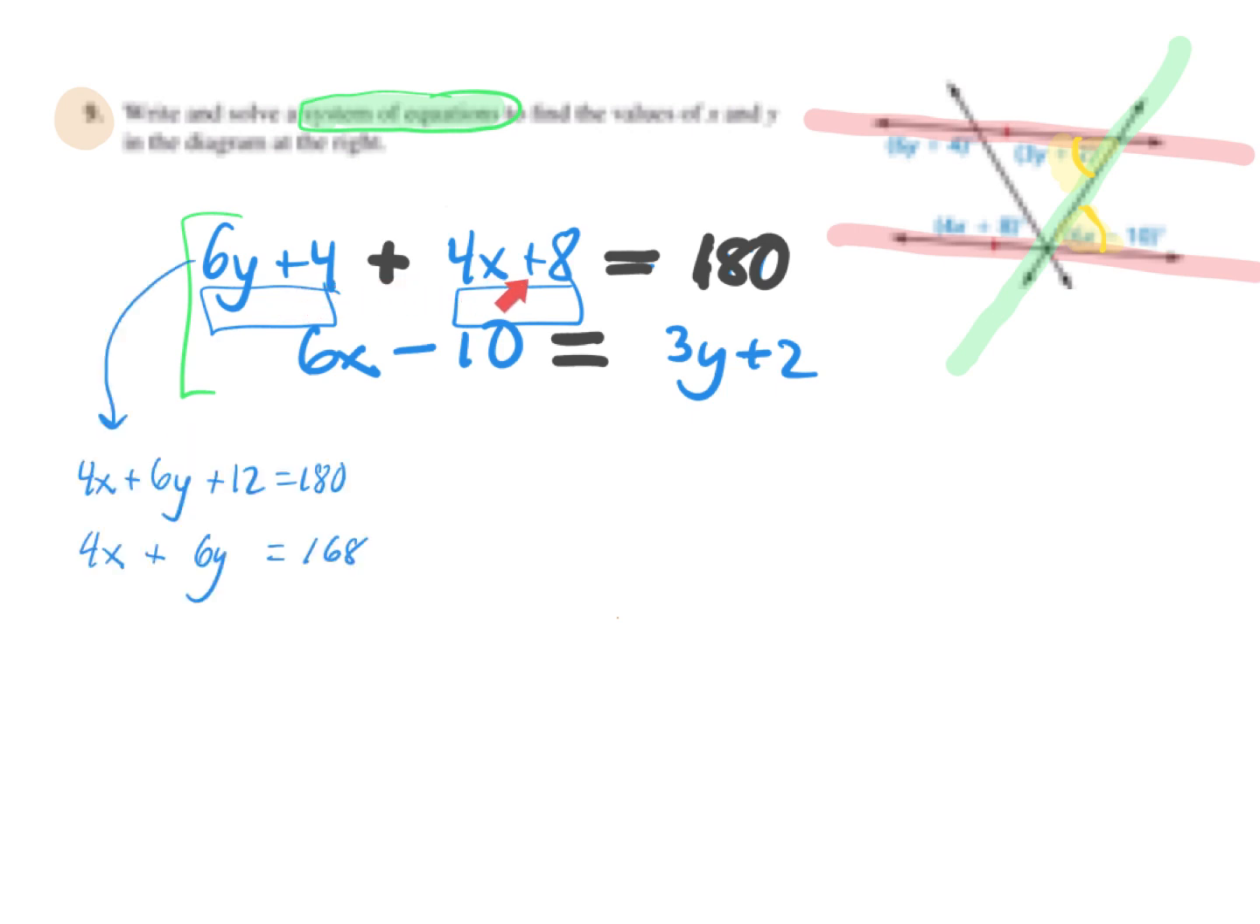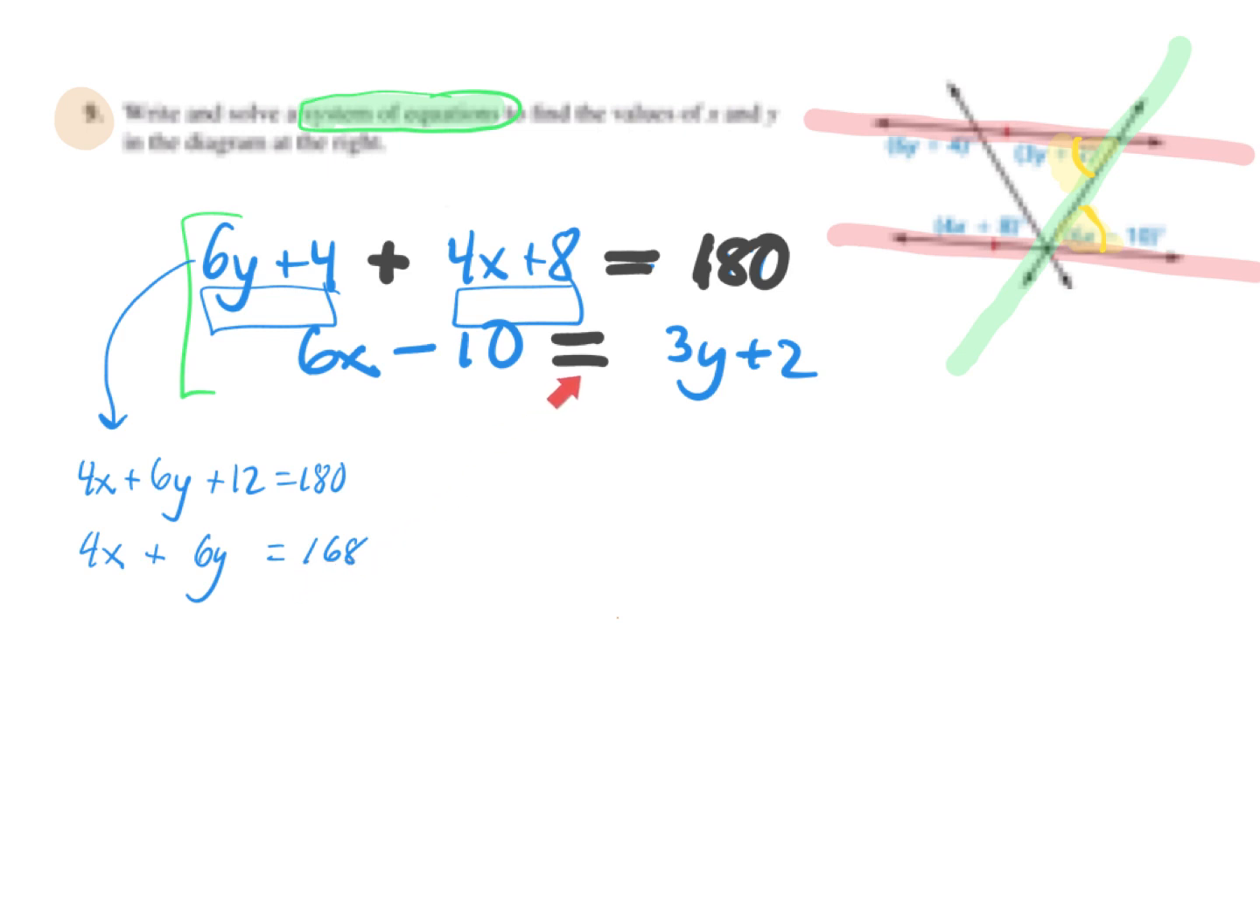First, let's simplify this equation. We've got a 4 and an 8, which is 12. I'll put the 4x in front of the 6y just to be in alphabetical order. And now we'll subtract 12 from both sides. So we have 4x plus 6y on the left, and we have 168 on the right.